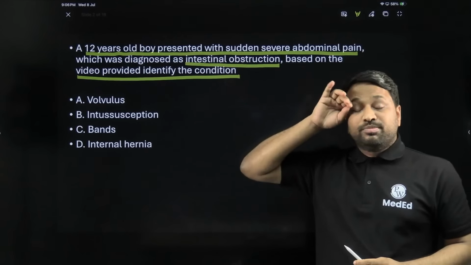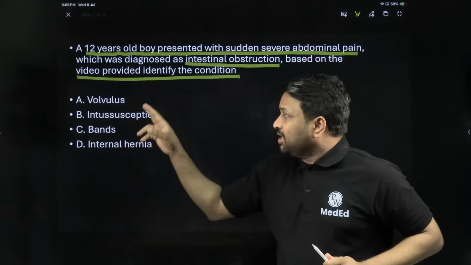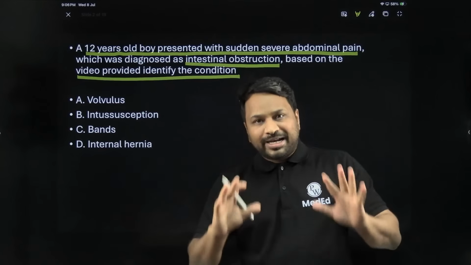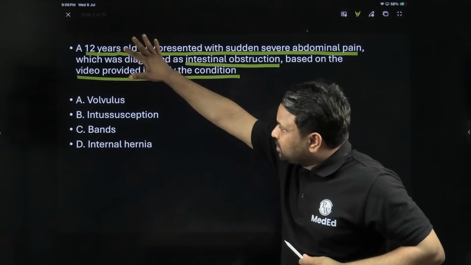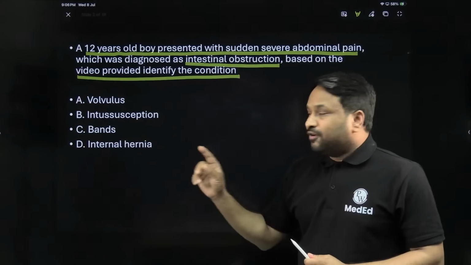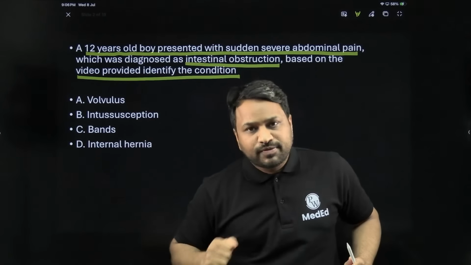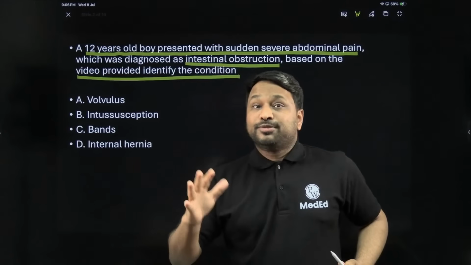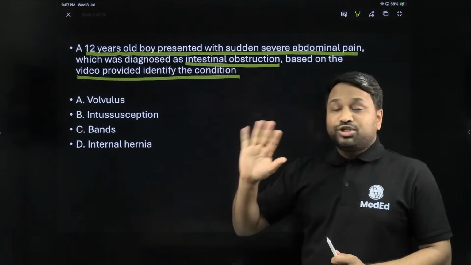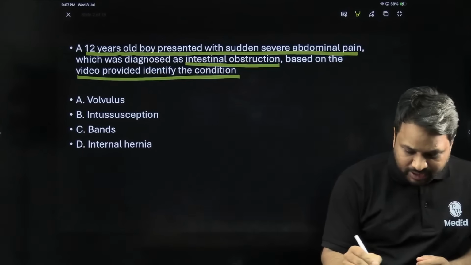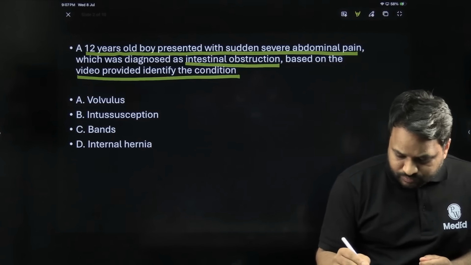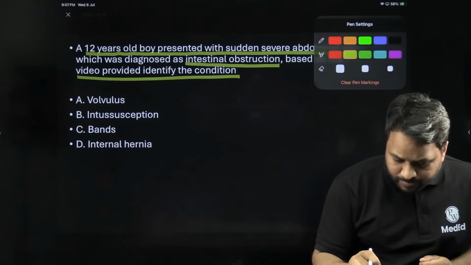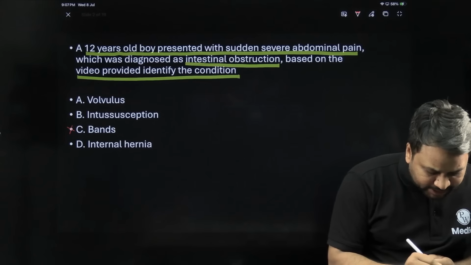Now, whenever you get such questions, before you play the video, look at the options first. Are you talking about volvulus, intussusception, bands, or internal hernias? Even before you attempt this question, a 12-year-old, what do you think is going to happen? For an internal hernia to occur, there has to be a previous history of surgery, which is not here. For bands or adhesions to form, again, it is usually seen after surgery, that is, post-operative complications. There is no mention of surgery, so I can rule out option C and option D, right?